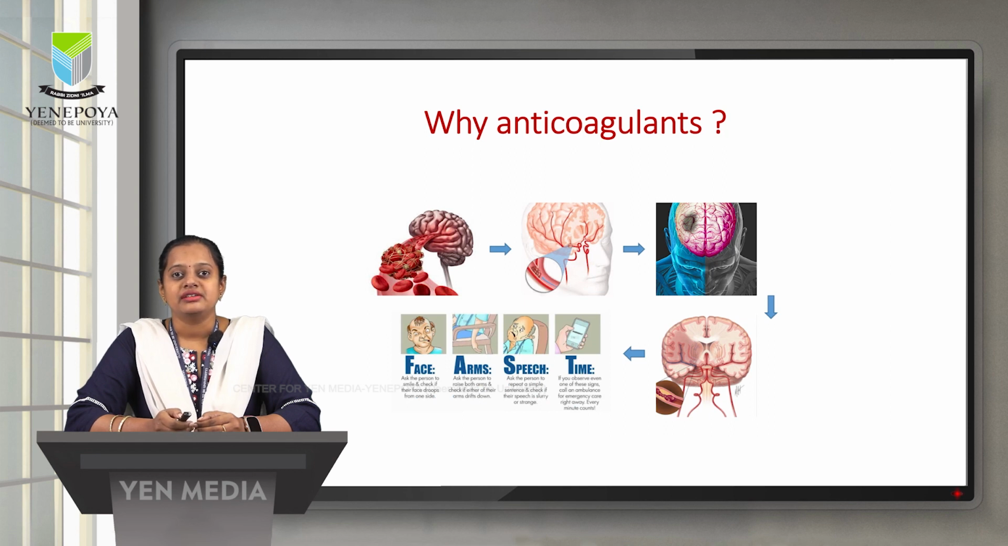So we can see hand movements and leg movements will be reduced, and the facial expression will change. The person may not be able to see properly, may not be able to lift their hands, may not be able to talk, may not be able to walk. All these are the symptoms of stroke, cerebral stroke. So in these situations the anticoagulants will be used. These anticoagulants will reduce the formation of blood clots within the blood vessels.